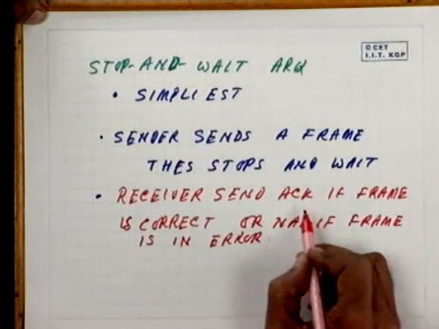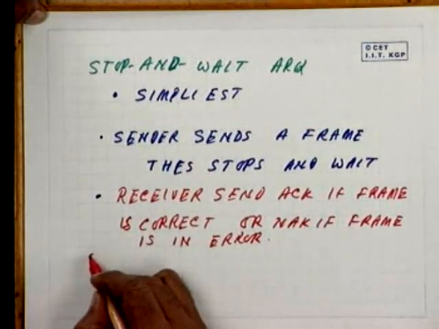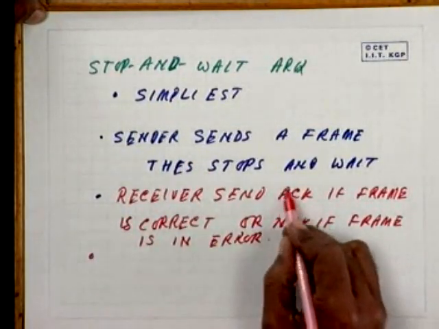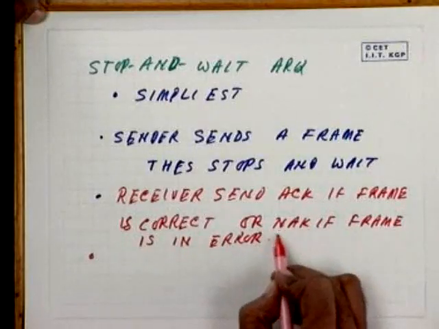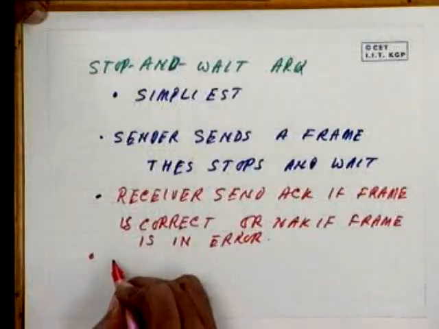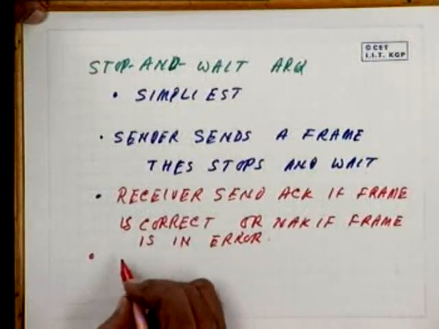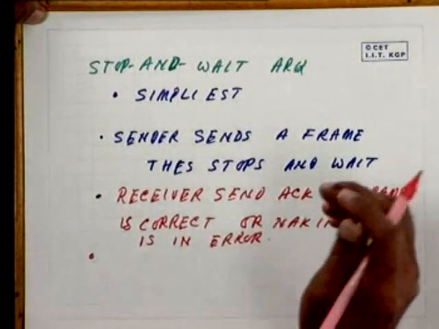Now, after receiving the positive acknowledgement, the transmitter sends the next frame. On the other hand, if it receives the negative acknowledgement, it retransmits the old frame. Otherwise, if the transmitter does not receive a NAK or ACK, a timer is set up, as I said earlier, and after the timeout it retransmits the frame.